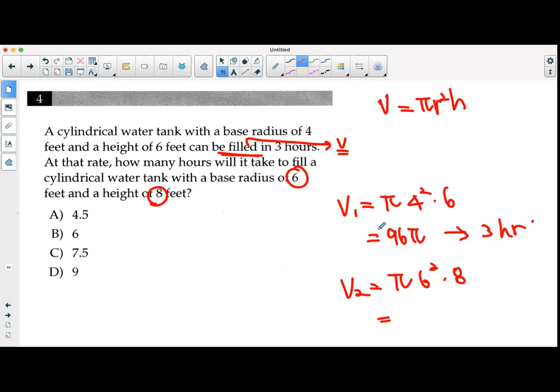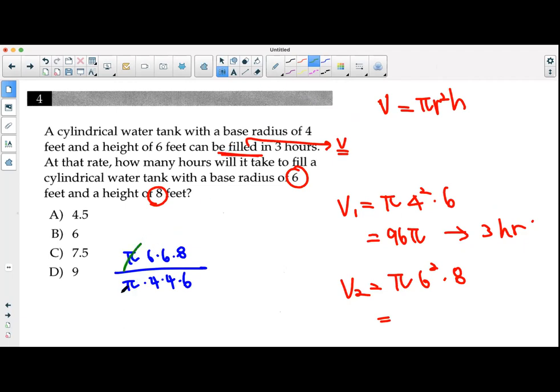All right. But another thing which you could have done was this. If I didn't have a calculator, this is what I would have done. I'm going to make a ratio: pi times 6, 6, 8 over pi times 4, 4, 6. Why do I do that? Because I want to see the number of times that I have to multiply. That number I'll be multiplying by 3. Hence, I'll be able to get the total number of hours.